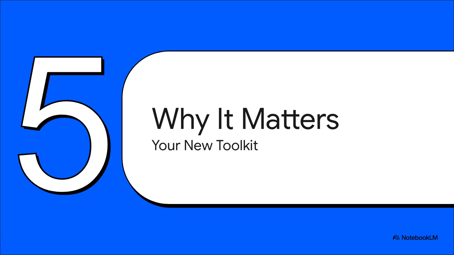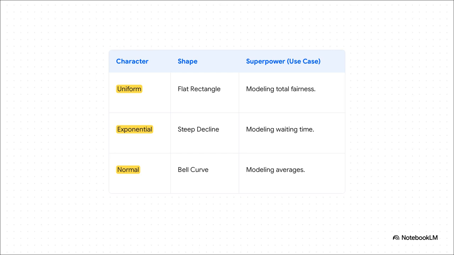So, we've just met 3 really powerful characters in our little statistical story. Each one has a very specific job, and each one gives us a unique lens to see the world through. So let's bring it all together. All right, let's do a quick recap of our 3 characters. First, you've got the uniform distribution, our flat rectangle, and it's all about modeling total fairness. Then there's the exponential distribution, with its steep decline, which is perfect for mastering the waiting game. And finally, you have the king, the normal distribution, the iconic bell curve, which rules over averages.